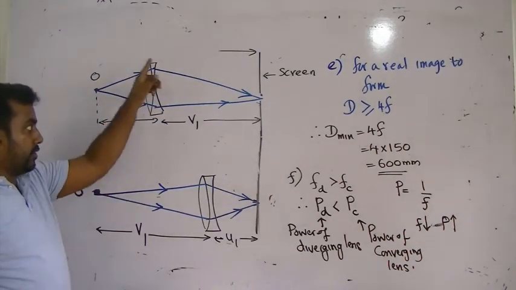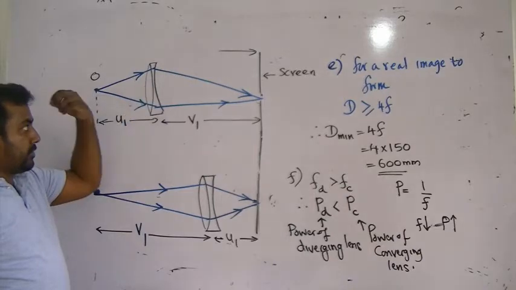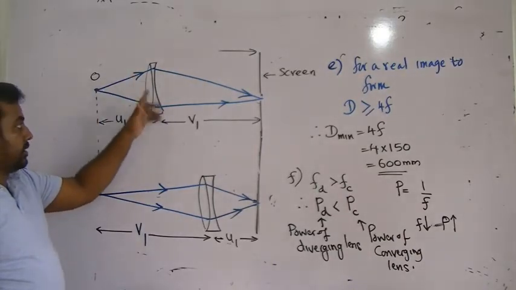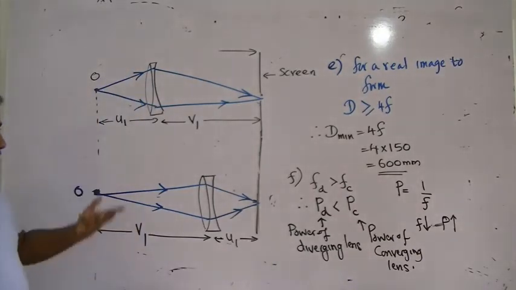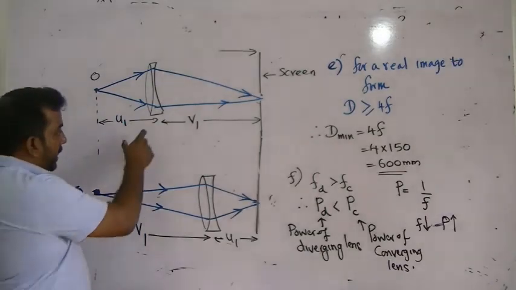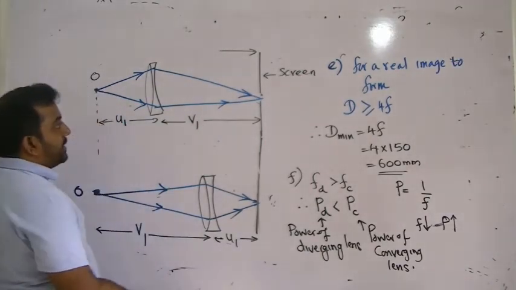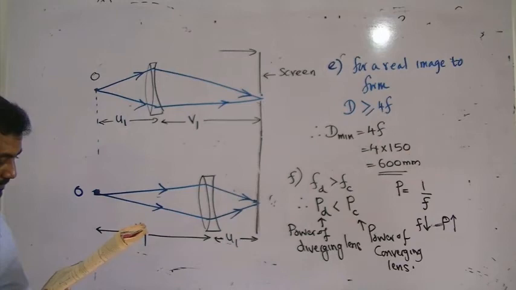If you know the effective focal length of the convex lens, which you already know, you can find the focal length of the diverging lens. You need to measure the object distance and the image distance.